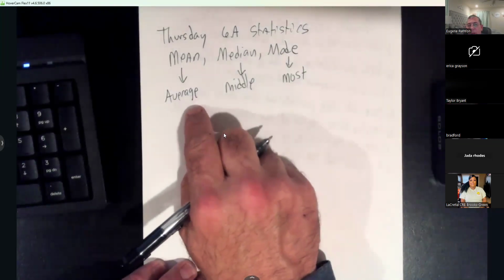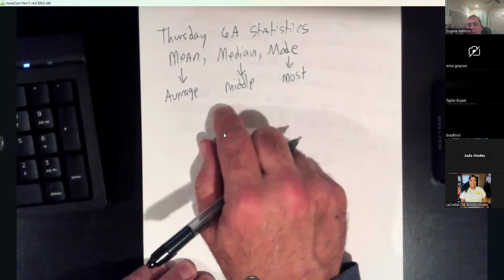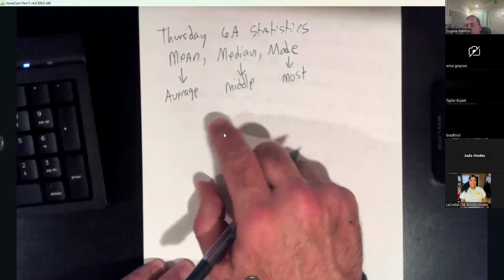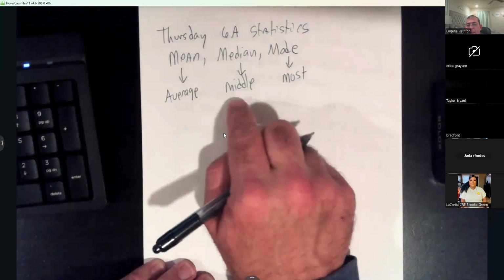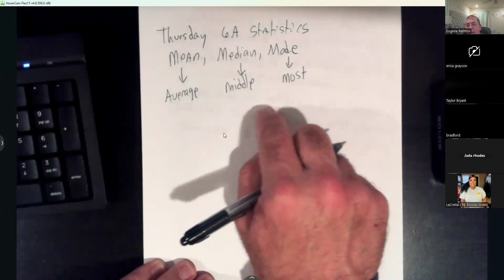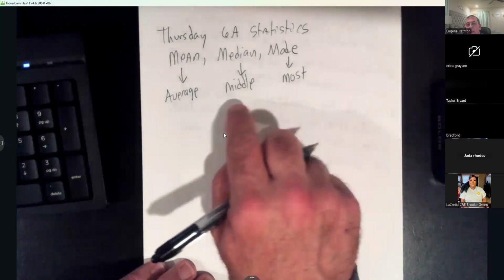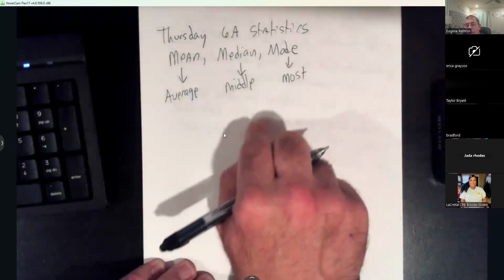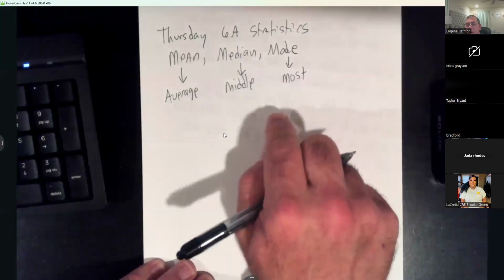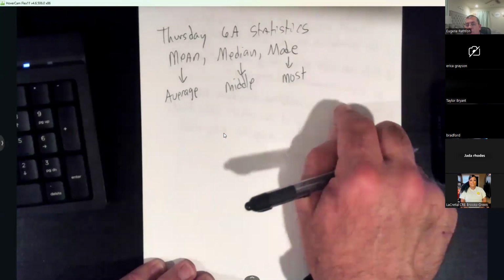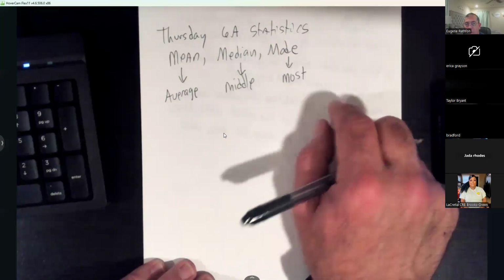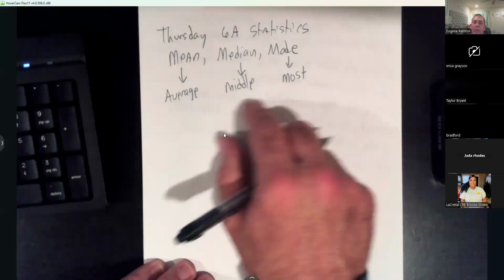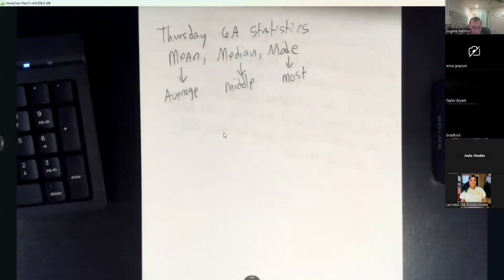Like on test grades, when you find your average, you add them all together, divide by how many you had. The median, you would line your data points up in order, and the middle would be the median. And the mode, when you look at all the scores, is the one that happens the most. Okay, so this will get us started in statistics.